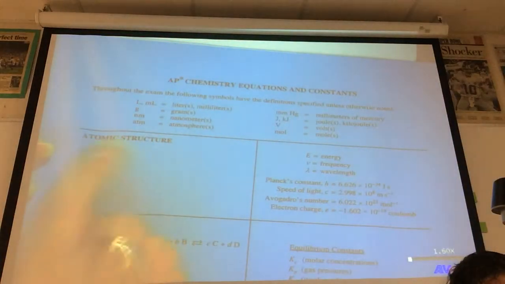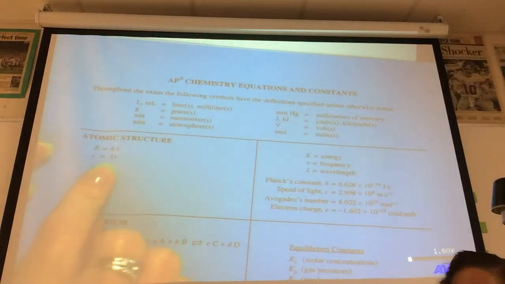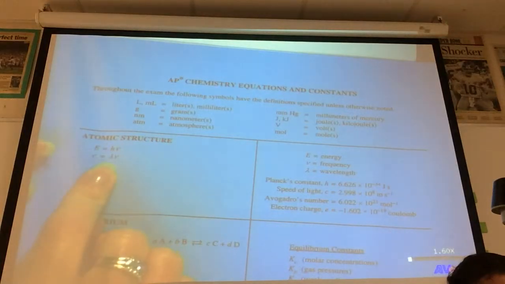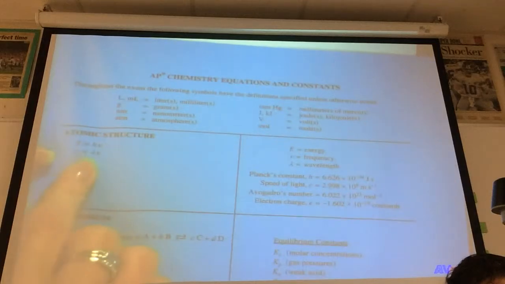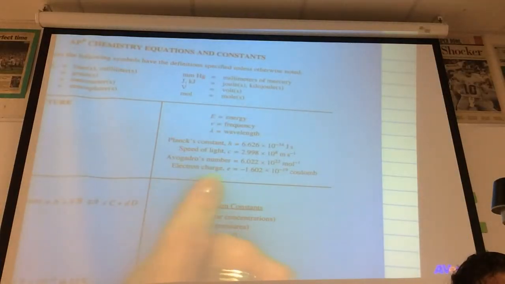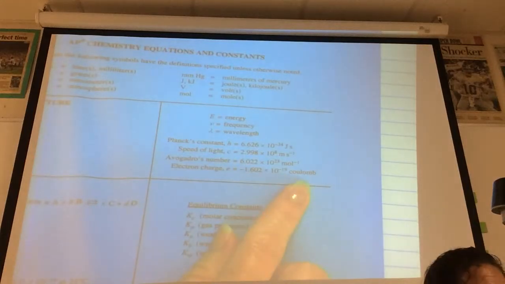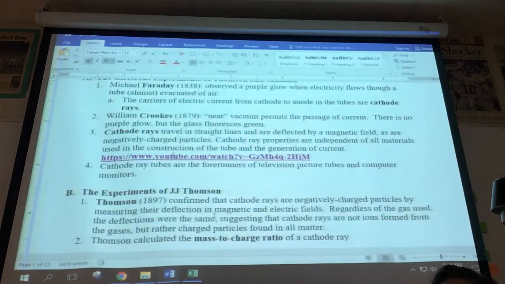There are two formulas given for atomic structure. They should be familiar to you. We'll be reviewing them today. And you'll see the direct relationship between energy and frequency and the inverse relationship between frequency and wavelength. Those constants are given, so electron charge, that quantity is given to you. Alrighty.